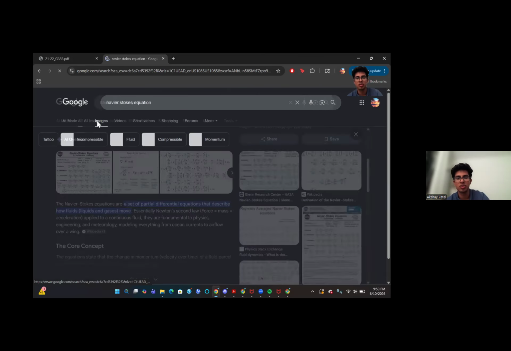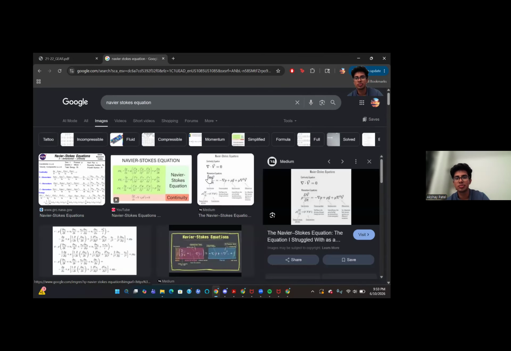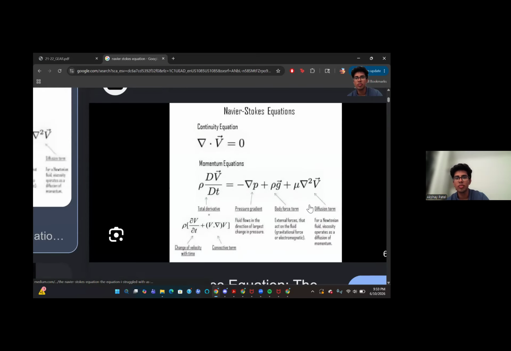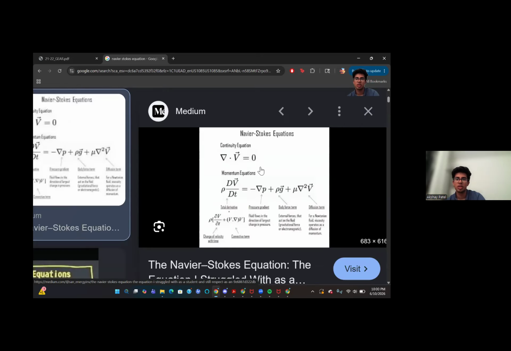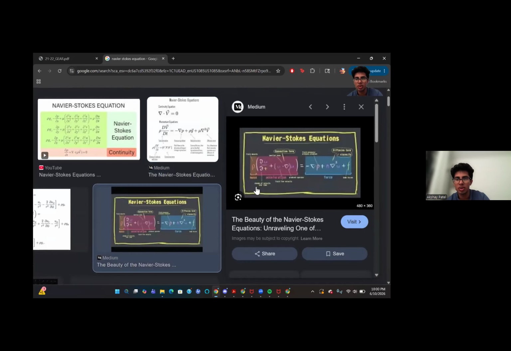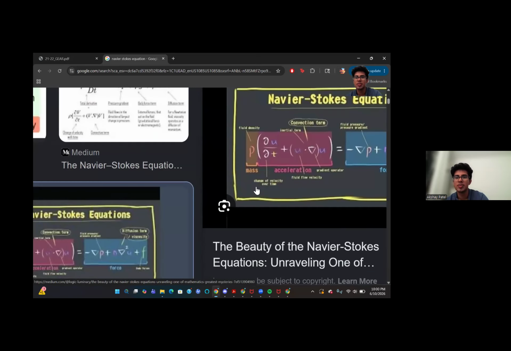So what is this Navier-Stokes equation anyways? It's basically showing you how volume changes with time with respect to pressure, gravity, and diffusion, I guess. But what is this really?